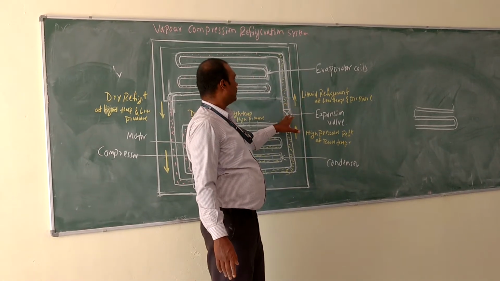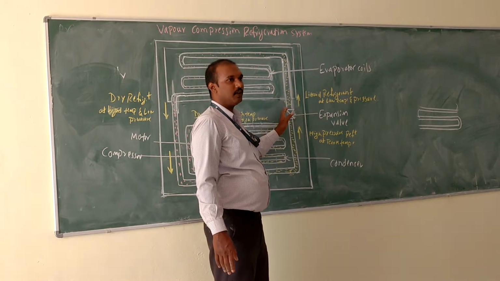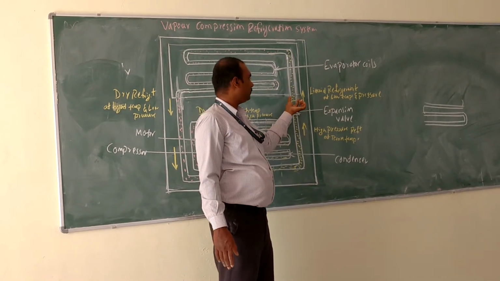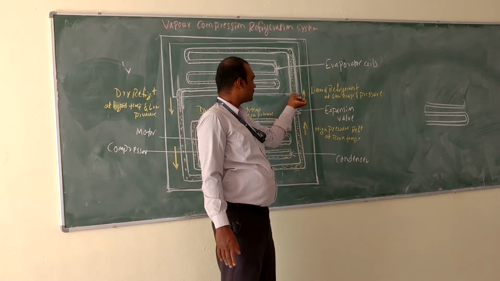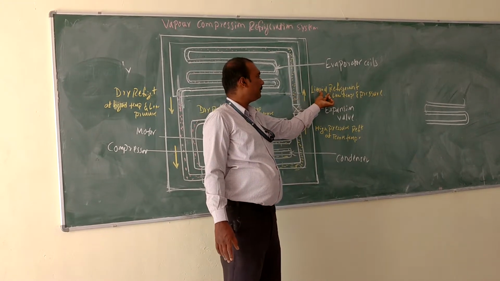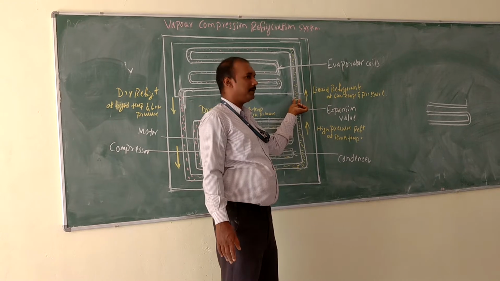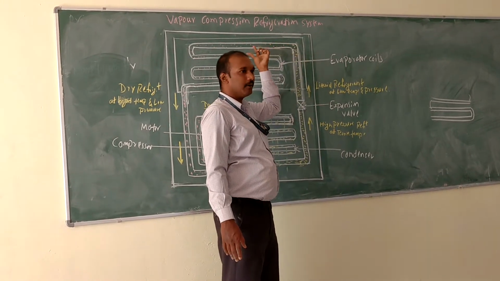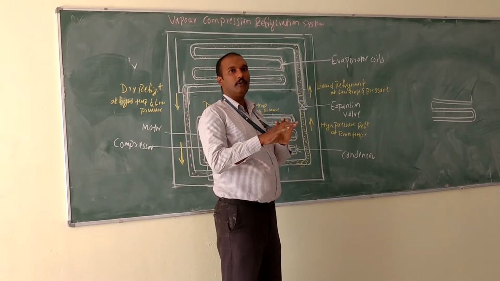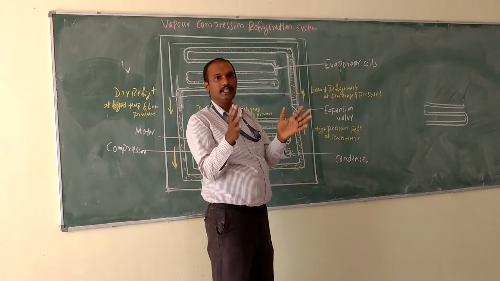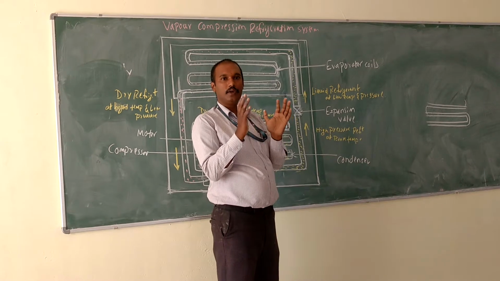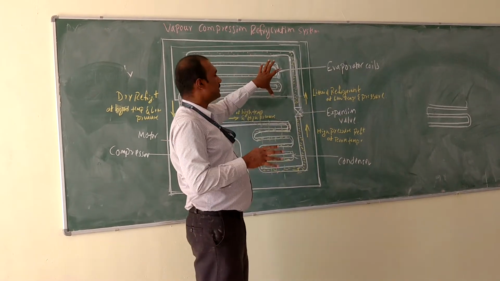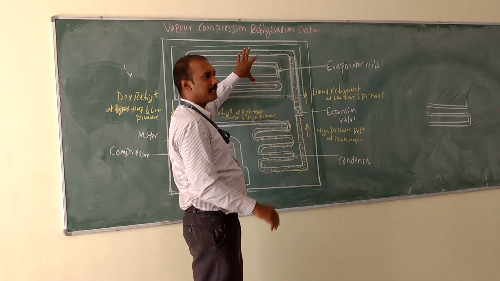Once it exits from the expansion valve, the condition of the refrigerant will be liquid state. You can see here: liquid state, low temperature, low pressure. This low temperature, low pressure liquid refrigerant passes to the evaporator coil. I told you the evaporator coil is situated inside the refrigerator space, where the system has to be cooled.